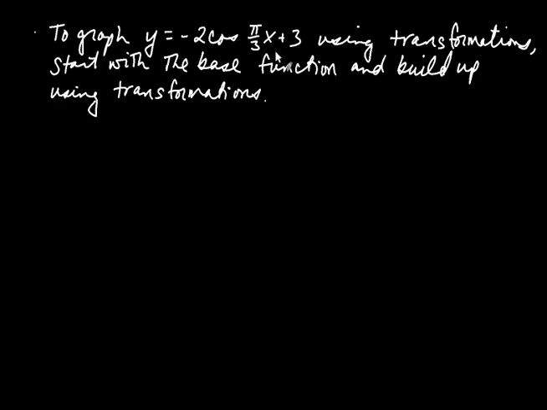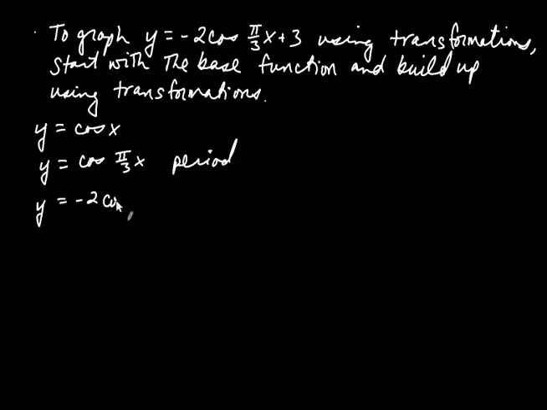So to graph that same function using transformations, what you do is you start with the base function, which in this case would be cosine, and build up using transformations. So you'd first graph this, y equals cosine. We're not going to do that here, but I just wanted to guide you through how to do it. And then you would first get your period change. So y is equal to cosine of pi over 3 times x, and that would be changing the period. And then you multiply that by -2. So -2 times cosine of pi over 3 times x.